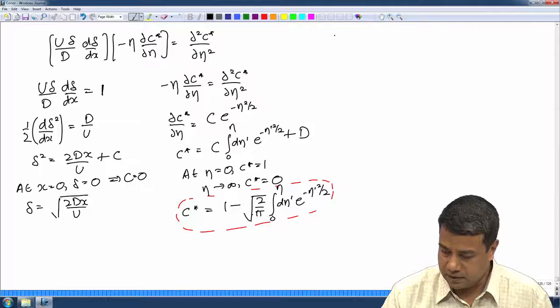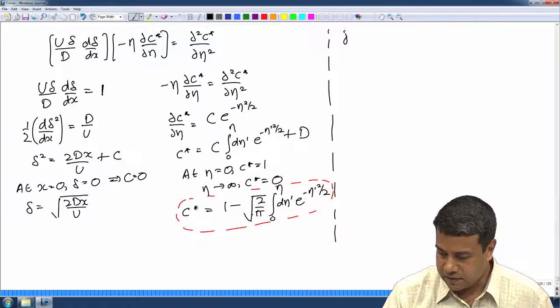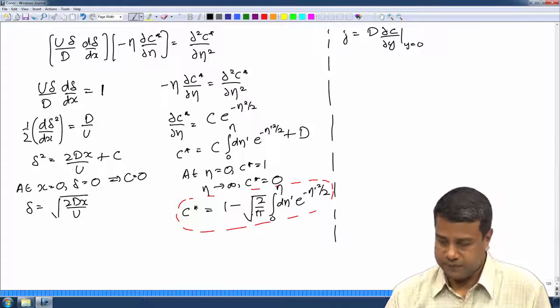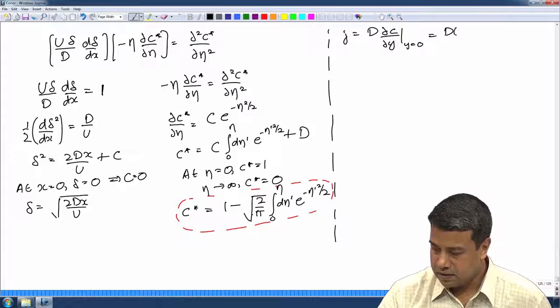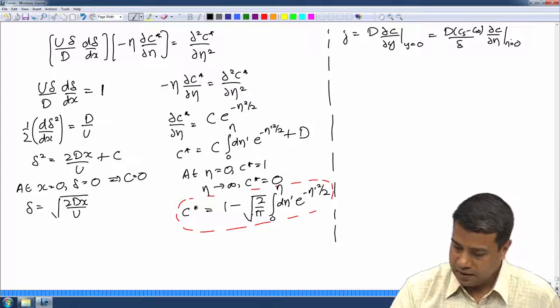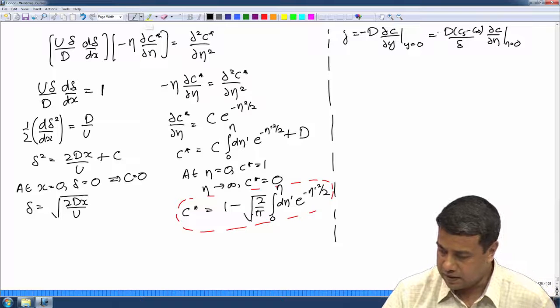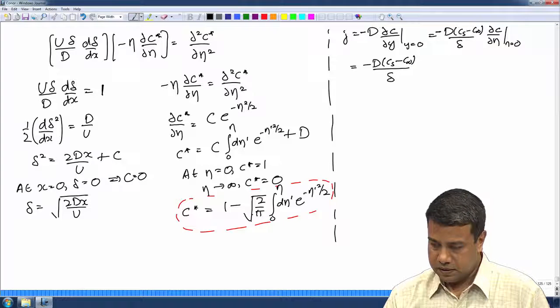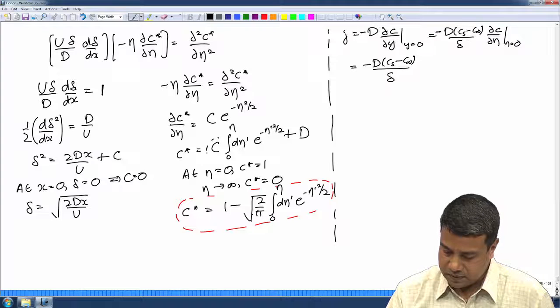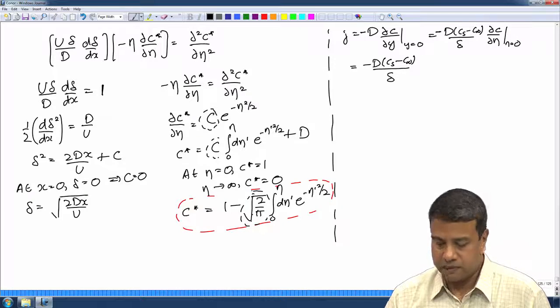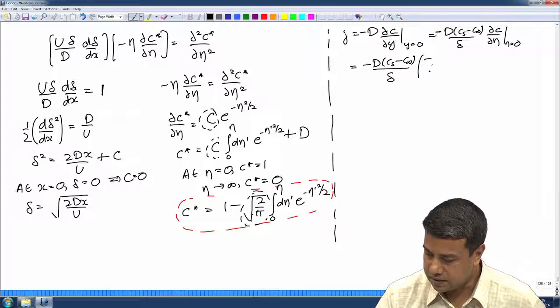Now, from this I can find out what is the mass flux. Mass flux is equal to D partial c by partial y at the entrance to the film, y is equal to 0. It will be equal to D into Cs minus C infinity by delta partial c by partial eta, eta is equal to 0. I should have a negative sign here because the flux is in the direction of decreasing concentration. So, it is equal to minus D, Cs minus C infinity by delta into partial c by partial eta, which is just equal to this constant, which turned out to be root of 2 by pi for the boundary conditions to be satisfied. So, I get minus root of 2 by pi.